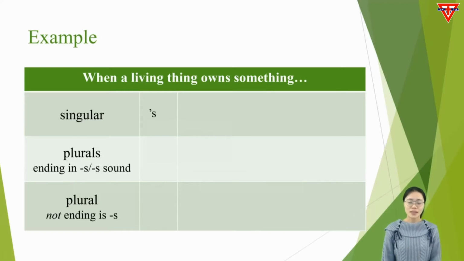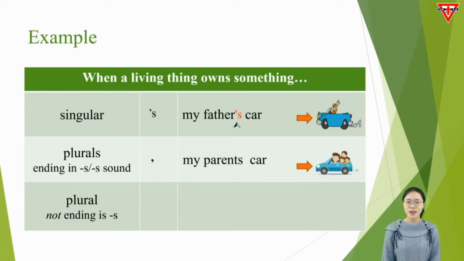First, if it's a singular noun, we add an apostrophe and S. Consider this example. Whose car is it? My father is a singular noun. Therefore, we add an apostrophe and S. My father's car. Second, for plurals that end in S or S sound, just add an apostrophe after the S. The pronunciation is the same. Now, whose car is it?